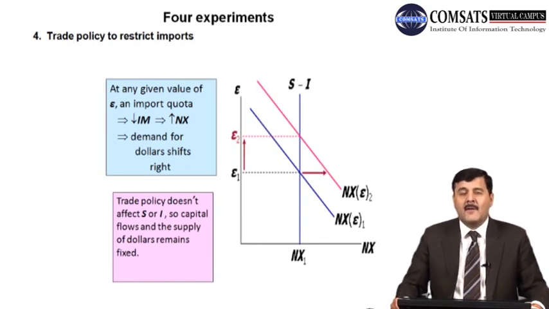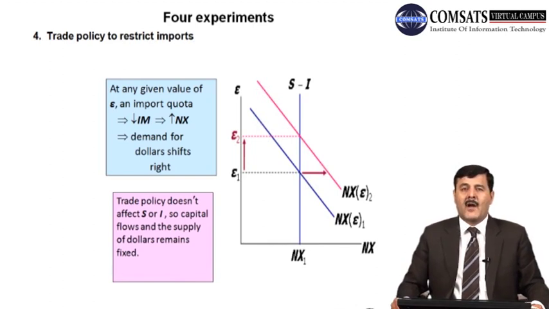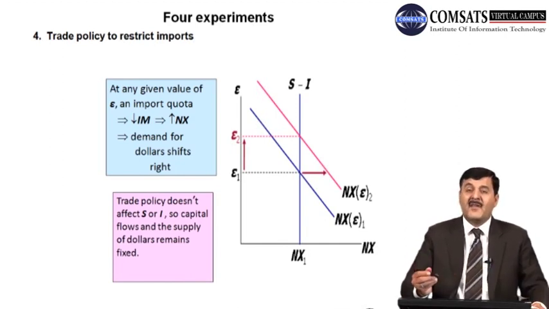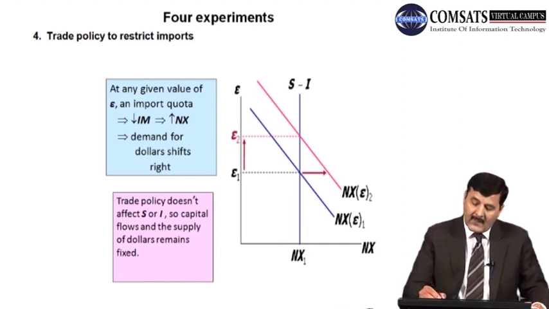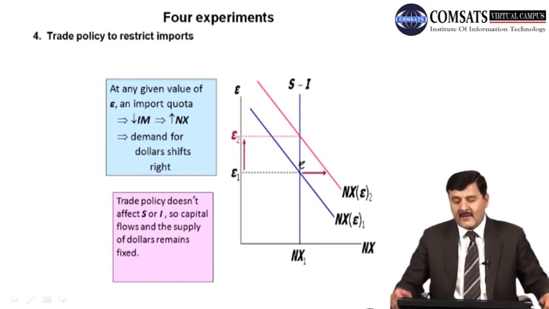So we have a supply curve of dollar, or of the currency, which is vertical, the difference between S minus I, which is also the curve of net capital outflow of an economy. And we have the demand curve of dollar, NXE1, and these two curves intersect and determine the equilibrium in the foreign exchange market. They intersect at point E, and at E the real exchange rate is E1 and the net exports are NX1.